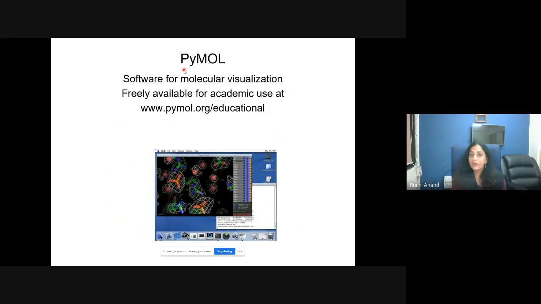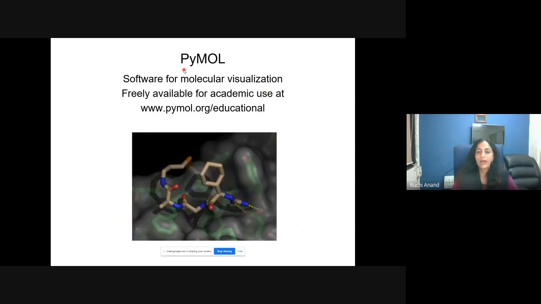Now, since you are going to be looking at protein structures, you should know what software people use, and that will be very useful. Suppose you want to start teaching protein structure, visualizing protein structure. PyMol is the software to be used. You can have different variations.